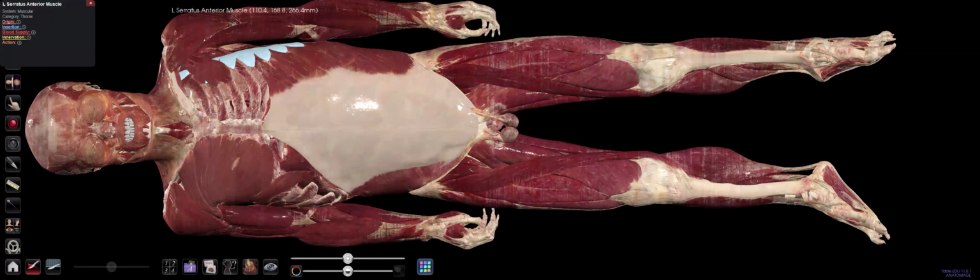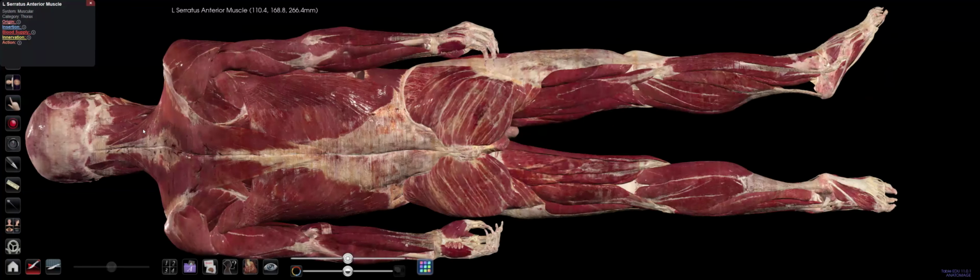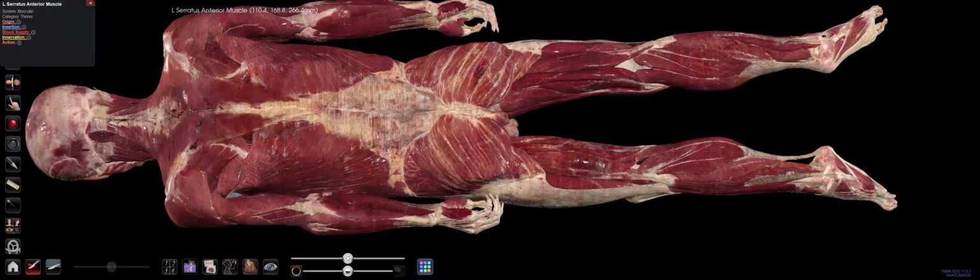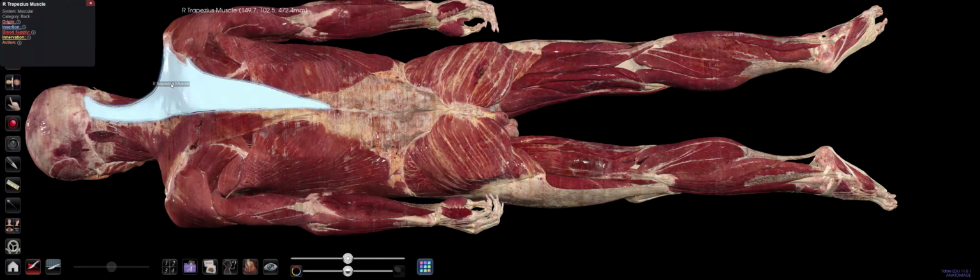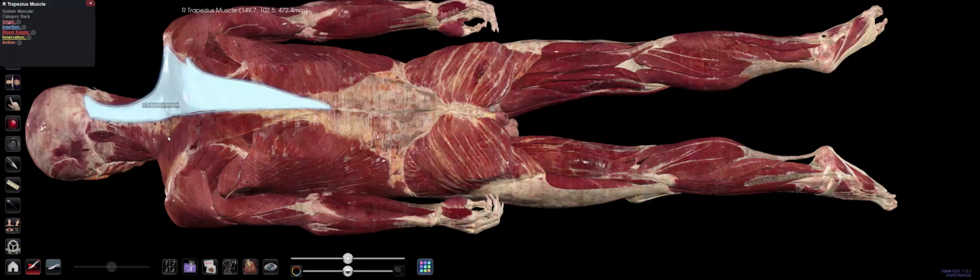Use one finger to rotate the body to view the back. All right, so we'll do that, flip it around here. So looking at the back now, what is the name of the large triangular shaped muscle in the neck? Yep, trapezius is correct. So there's your trapezius muscle, right and left there.